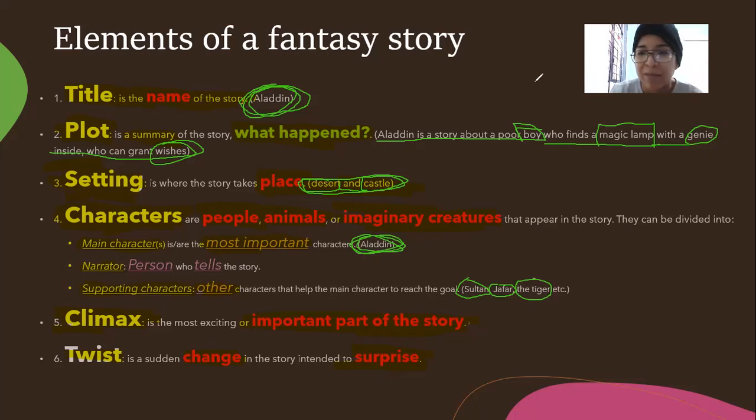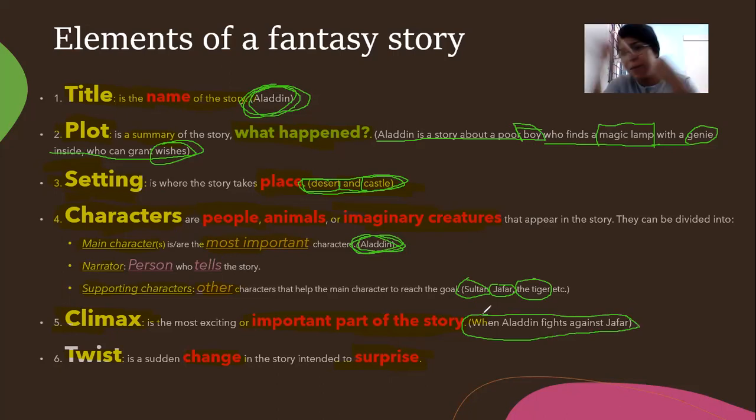Then clímax. Vamos a ver qué es el clímax. Okay, let's see what's the climax. Recuerda que clímax is the most important part of the story. La parte important in the story. When Aladdin fights, aquí viene when Aladdin fights against Jafar. Cuando Aladdin pelea con Jafar. Okay, when Aladdin fights with Jafar.